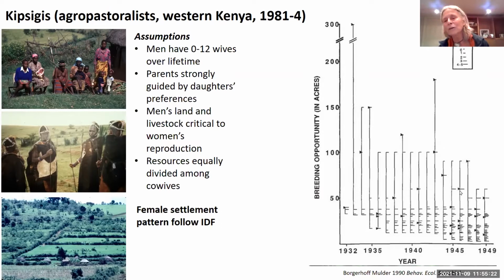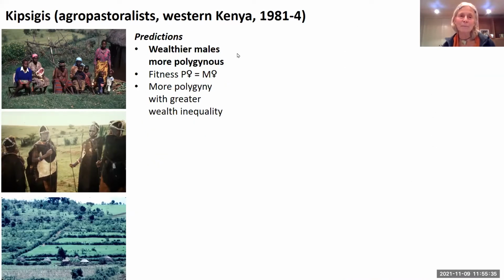And throughout, you can basically do a sort of survival analysis, and you find that for the most part, female settlement or female marriage with these males follows the ideal free distribution. So, in terms of the predictions, the first prediction is that wealthier males are more polygynous.